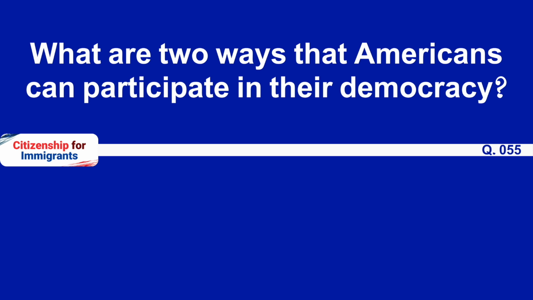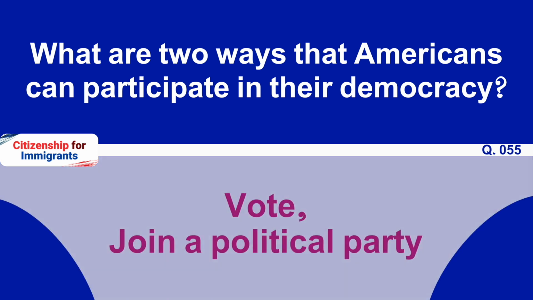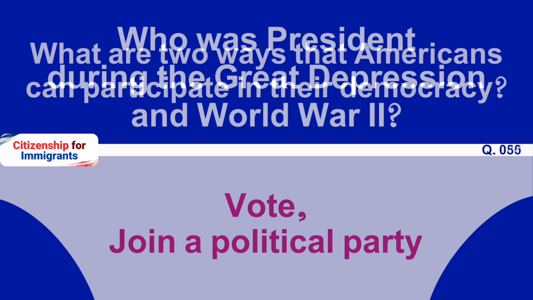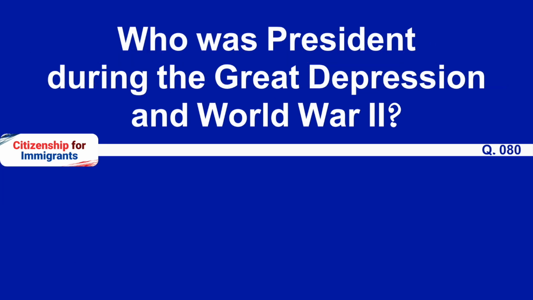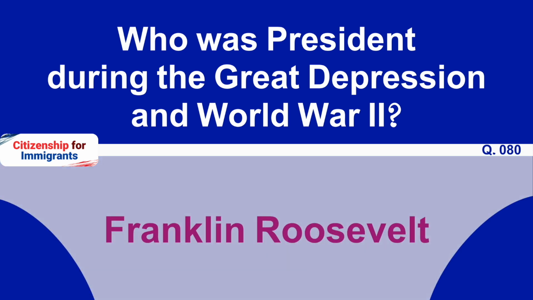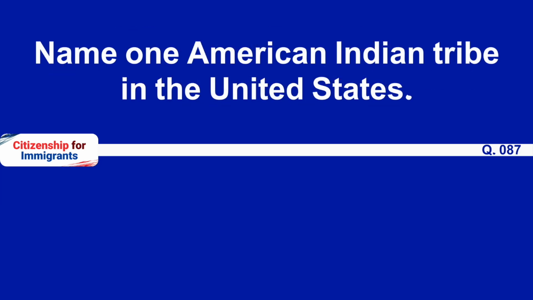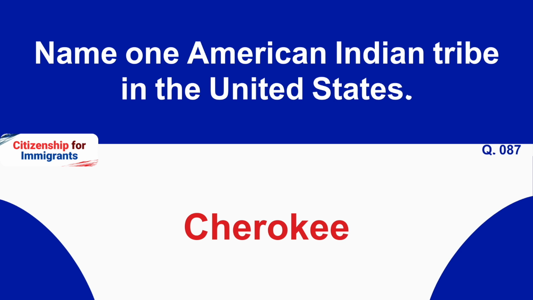What are 2 ways that Americans can participate in their democracy? Vote. Join a political party. Who was president during the Great Depression and World War II? Franklin Roosevelt. Name one American Indian tribe in the United States? Cherokee.